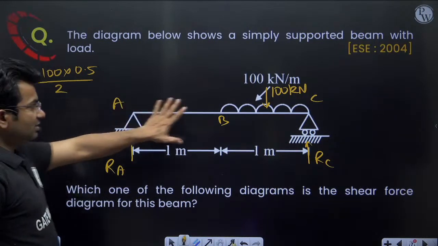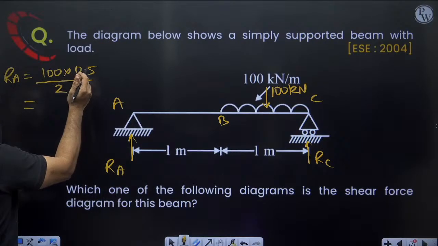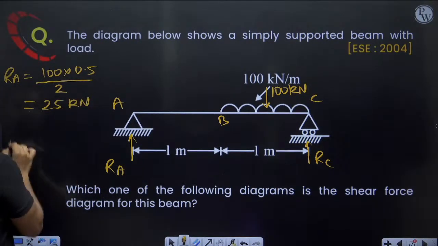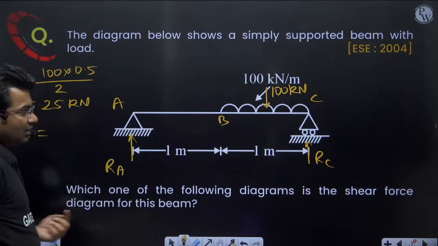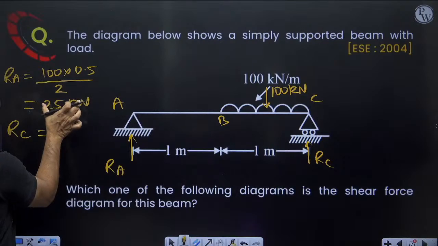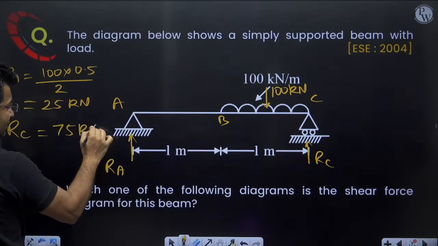So 100 into 0.5 divided by 2, that is 100 by 4, which is 25 kilonewton. The total load is 100 kilonewton, so RC will be 75 kilonewton. 25 plus 75 is 100. So RC will be 75 kilonewton.